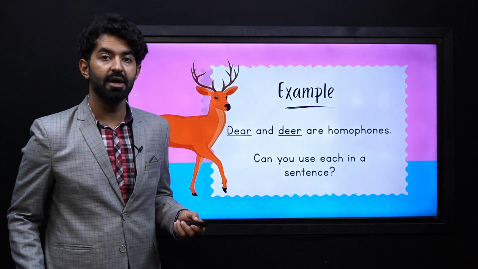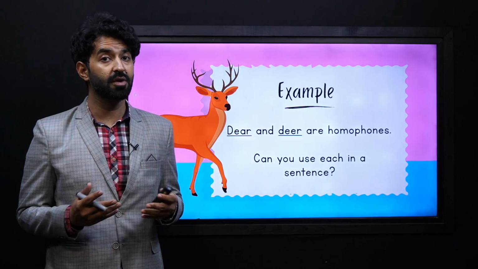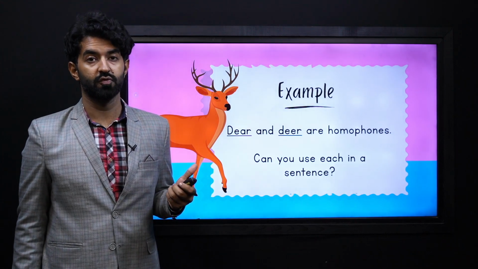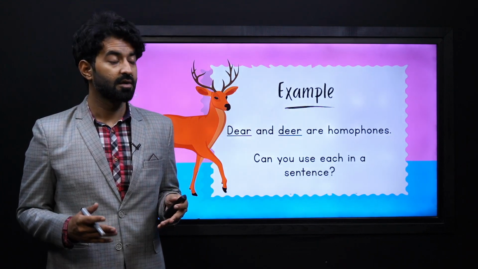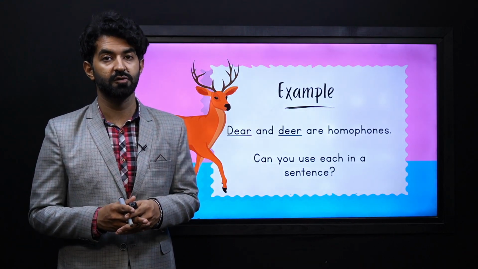Another example is dear and deer. They are two different words, different meanings. So can you use each of these words in your sentences? Dear and deer. Make sentences using these words.